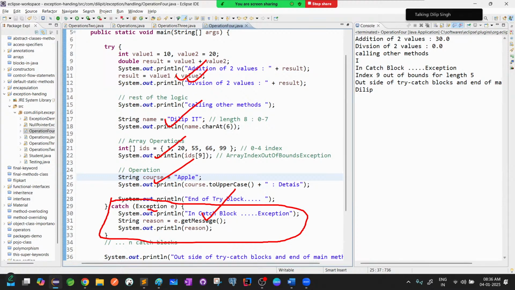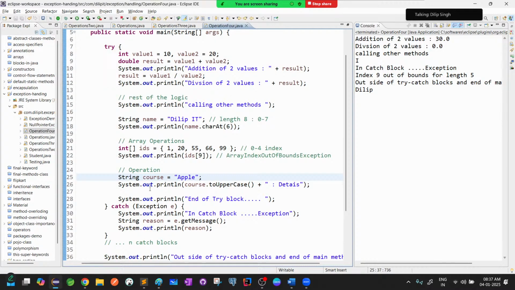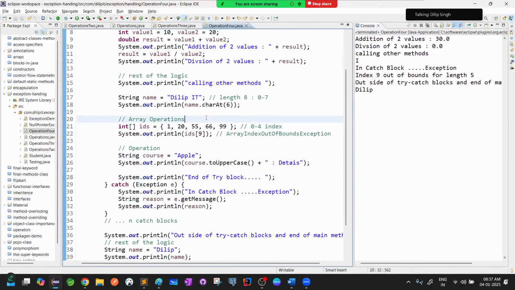Similarly, string index not available, but parent is available, execute the same thing. Array index not available, but parent is available, execute this. Null pointer not available, but parent is available. So that means for any exception, this block will be executed always.